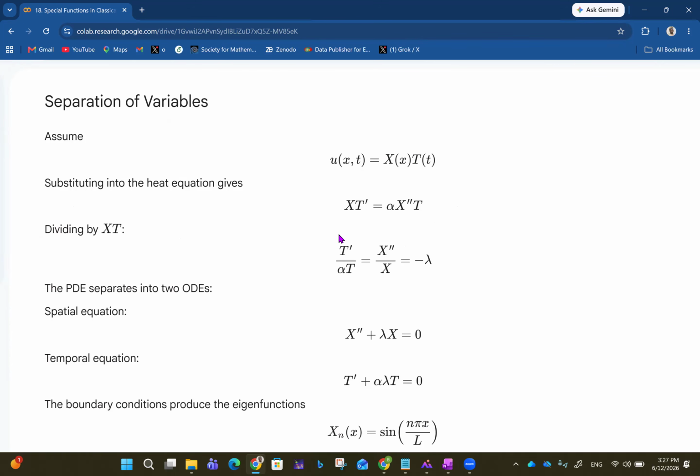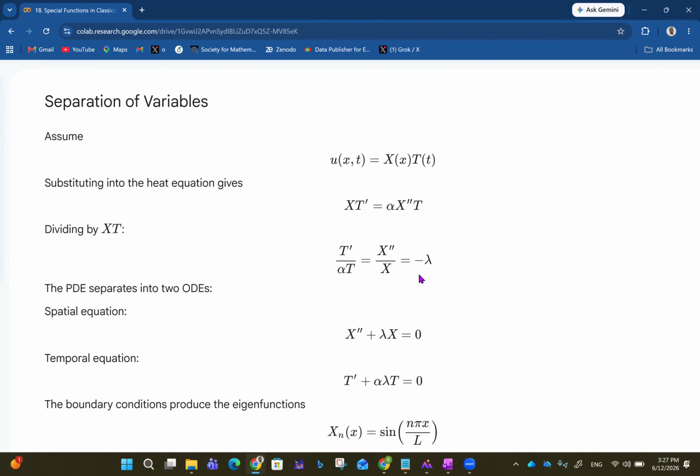So that you can separate t to t and x to x. So you have t prime over alpha t equals x double prime over x. Because they are equal, each of them will be equal to the same quantity, minus lambda. So the PDE separates into two ODEs. For this part, you have x double prime equals minus lambda x, so x double prime plus lambda x equals 0. That's for the spatial equation.